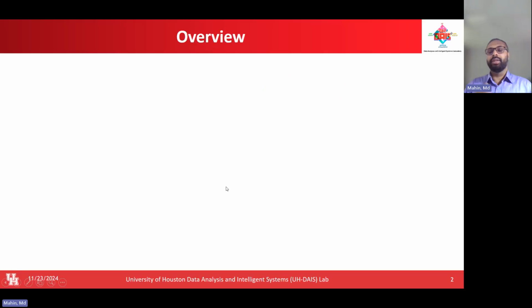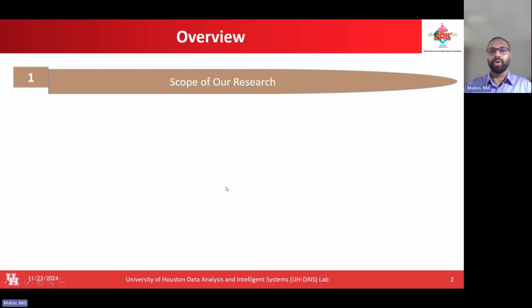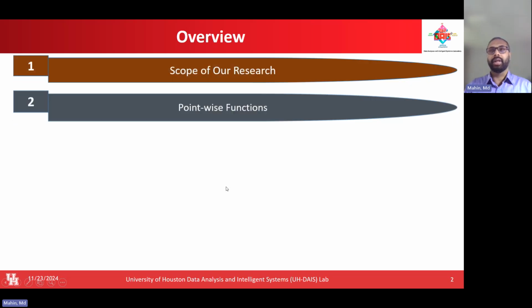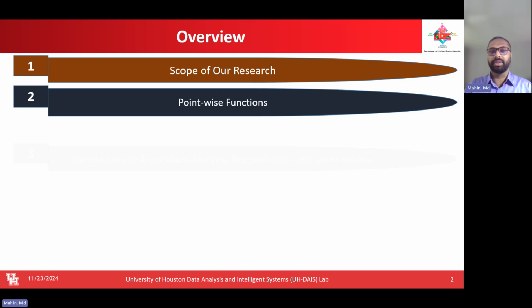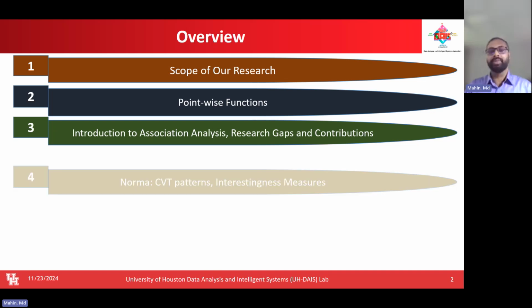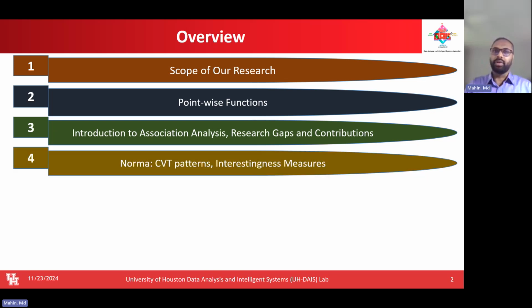So this is how my presentation is organized. At first, I'm going to present the scope of our research. Then I'm going to introduce the pointwise function. Then I'm going to introduce association analysis, research gap in the literature, and our contributions. Then I'm going to introduce our framework Norma, which will include CVT patterns and interestingness measure.